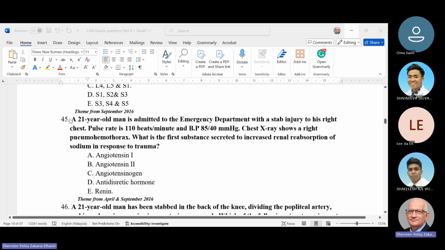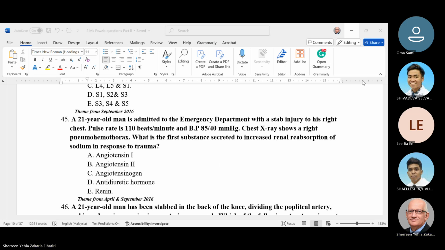The next question has been repeated many times. A 21 years old man admitted to emergency with a stab wound in his right chest. Pulse rate is 100 beats per minute. Blood pressure 85/40. Chest X-ray shows right pneumothorax. Which is the first substance? So apart from the scenario, he asks you something different. What is the first substance secreted to increase renal reabsorption of sodium in response to trauma? Again, as we mentioned, it is the renin, angiotensin, aldosterone system. So the first substance will be renin.